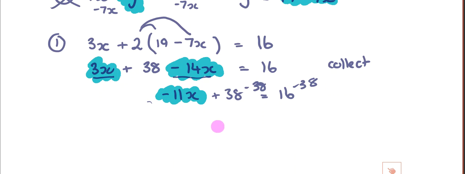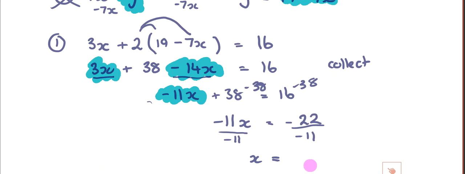I'm left with negative 11x equals, definitely going to be a negative. Negative 22? Be nice if it was. It is. Yeah, sure about that? Good. That means I can then divide by negative 11, and I end up with 1x equals 2. So there's my x value.